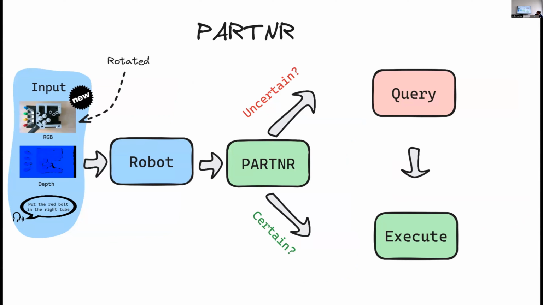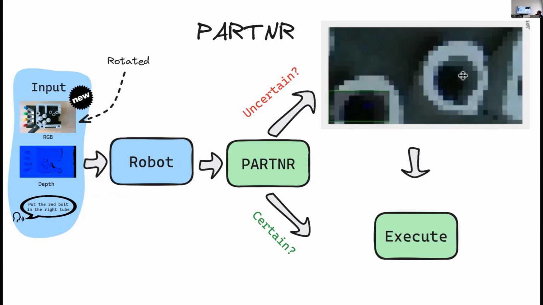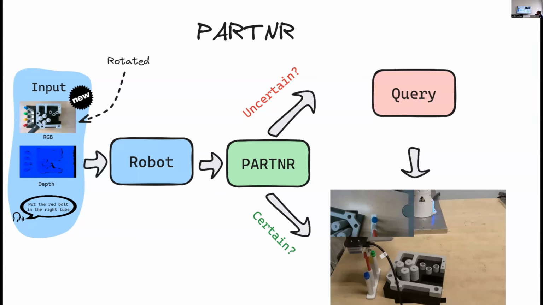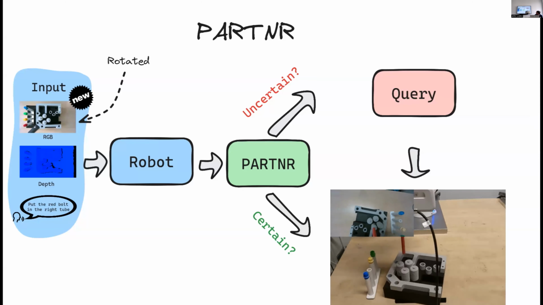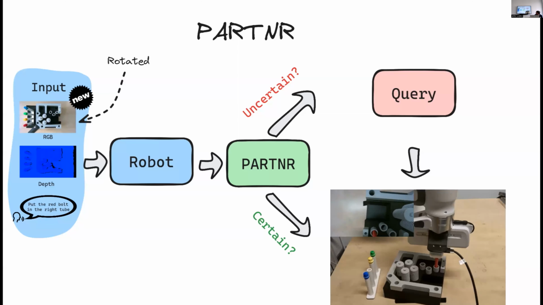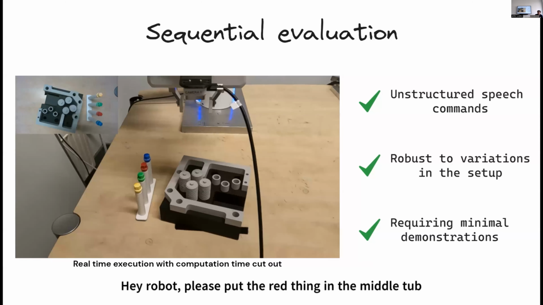So this is the check that we do. We observe the environment, then the partner decides whether the model is uncertain or not. When it's uncertain, we ask the human for a demonstration. In this case, the human demonstrates where to pick and where to place by clicking with the mouse in this GUI. And then the robot either executes the demonstration or it executes "Hey robot, please put the red thing in the middle."